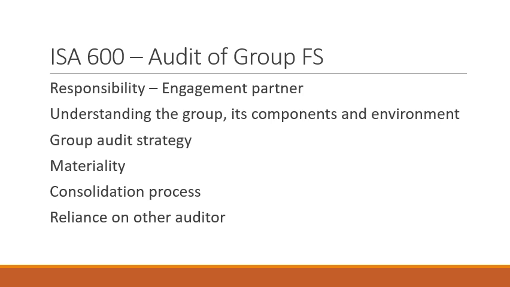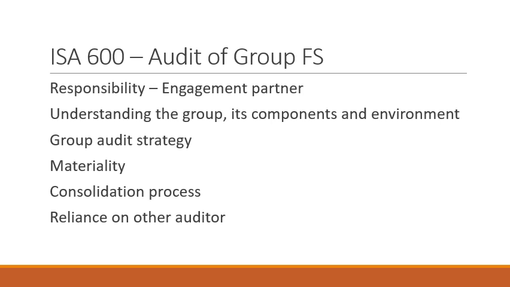So it's that audit partner who is responsible for the audit of the group or the consolidated financial statements. That partner has the responsibility for understanding the group and all of its components. When we say components, we mean all of the companies that form part of the group, so the subsidiaries, the joint ventures, and all of the other related entities. So the group engagement partner has the responsibility for understanding the entire group, its components, and the environment in which they operate.